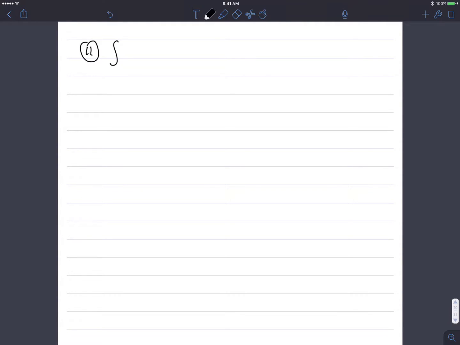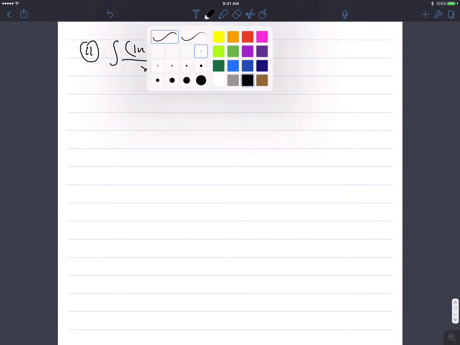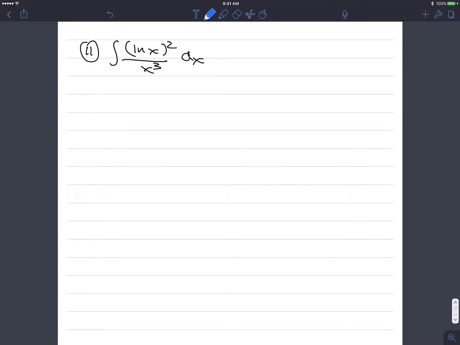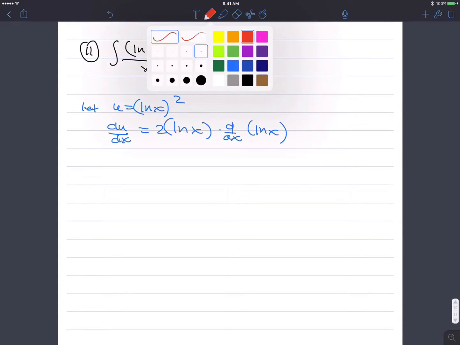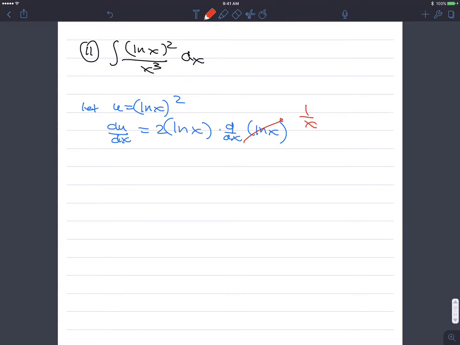Integral of natural log x squared over x cubed dx. Now, we're going to let u be here. Remember, this is an IBP problem, so I'll let u be natural log x squared, which means du dx will be 2 natural log x, times the derivative of natural log x by chain rule. This derivative is 1 over x.